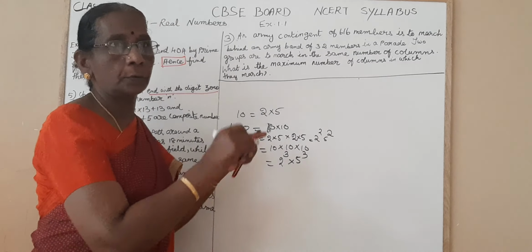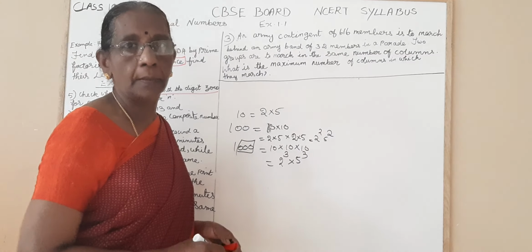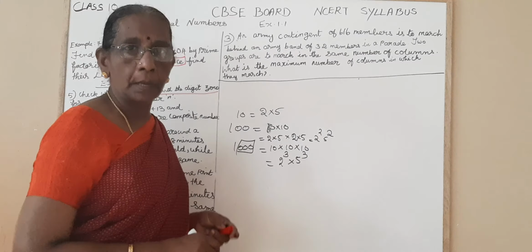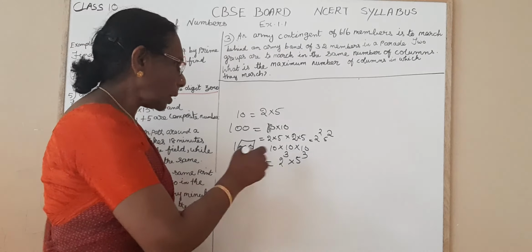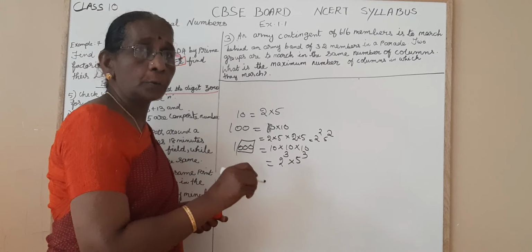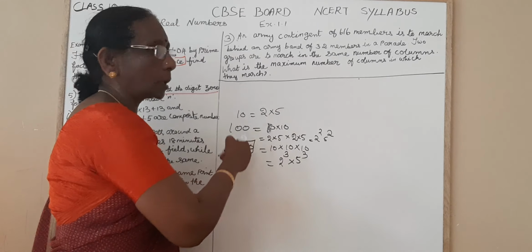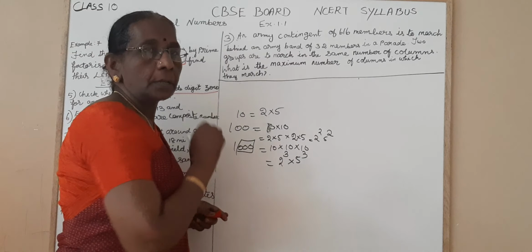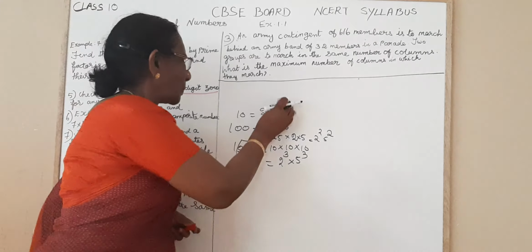Anyway, the factors 2 and 5 should be there, isn't it? Or its powers should be there. Otherwise, it will never end with 0. Have you understood the fact? Why is it very important to have 2 and 5 as prime factors? Because 2 and 5 are the prime factors of 10. Okay, now we'll do the sum.